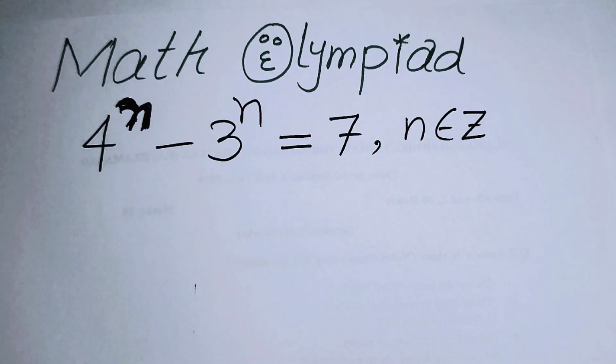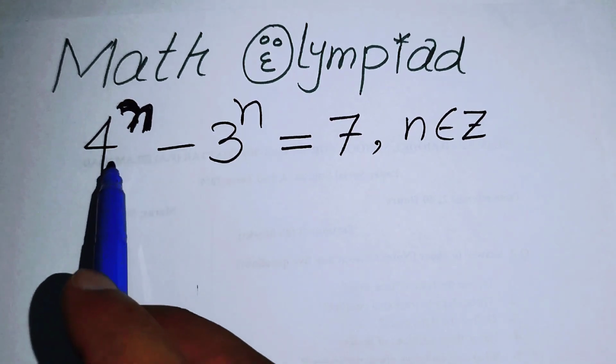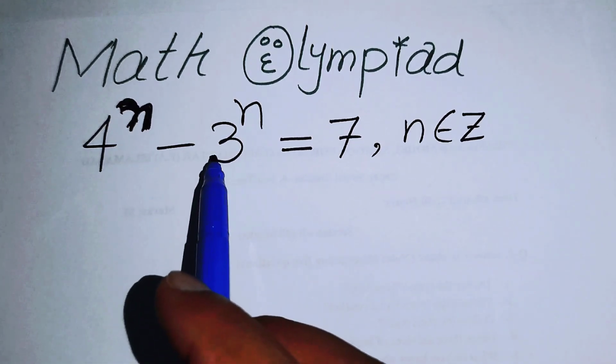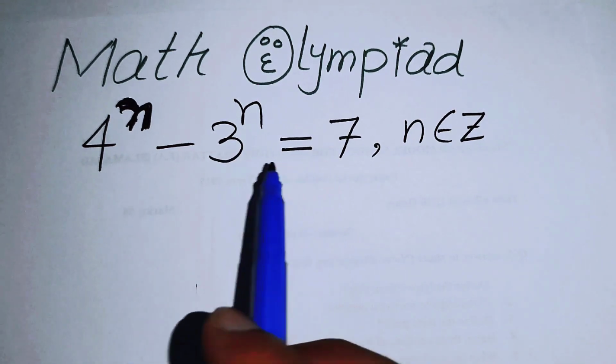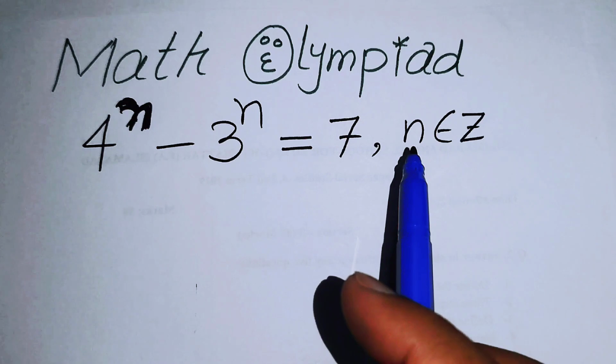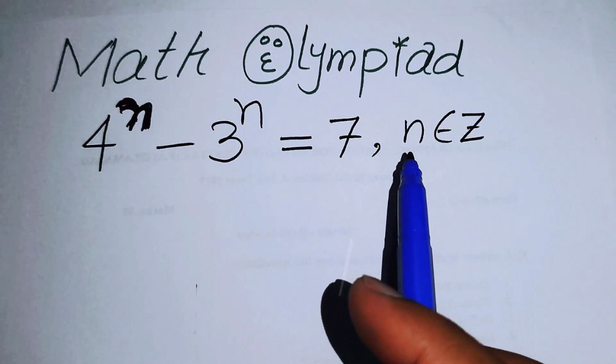In this video we are going to solve this nice algebra problem, and here we have 4 to the power of n minus 3 to the power of n is equal to 7, and we will solve this problem for the integer values of n.